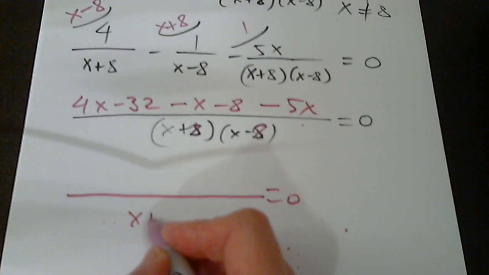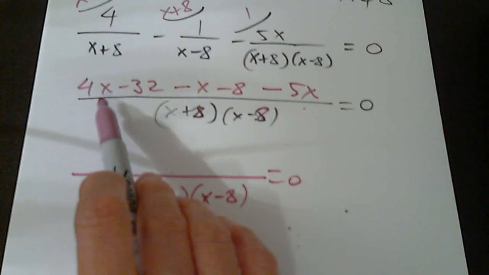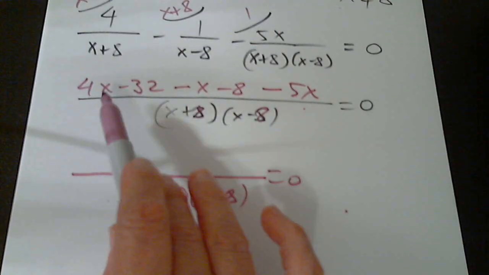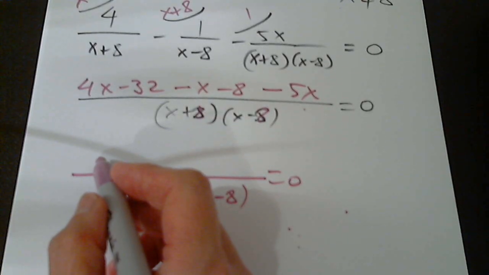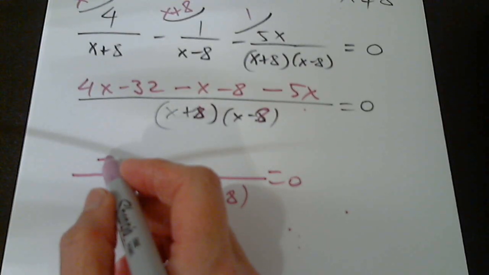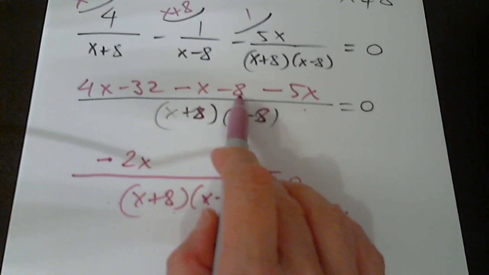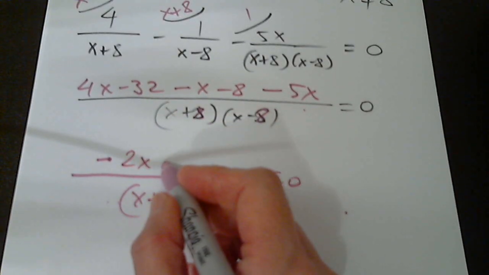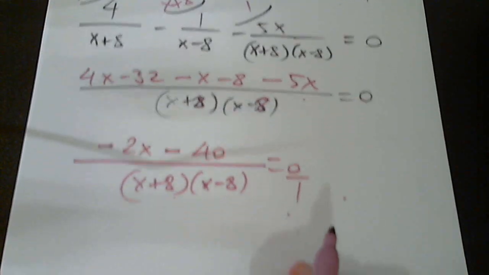Combining like terms. Four apples minus an apple minus 5 apples: negative 2x. Very good. Negative 32 minus 8: negative 40. Perfect. Our best friend.